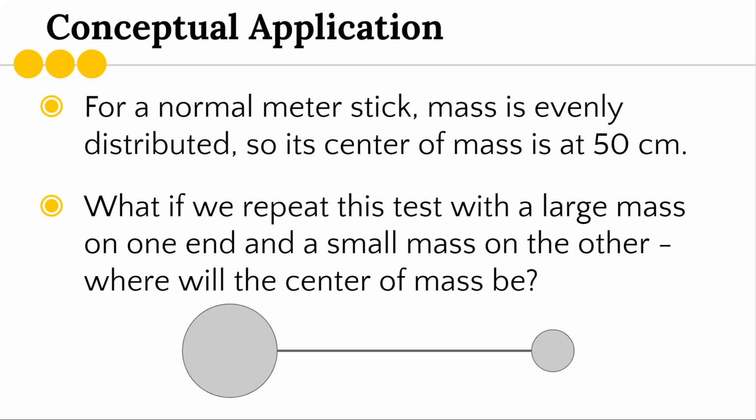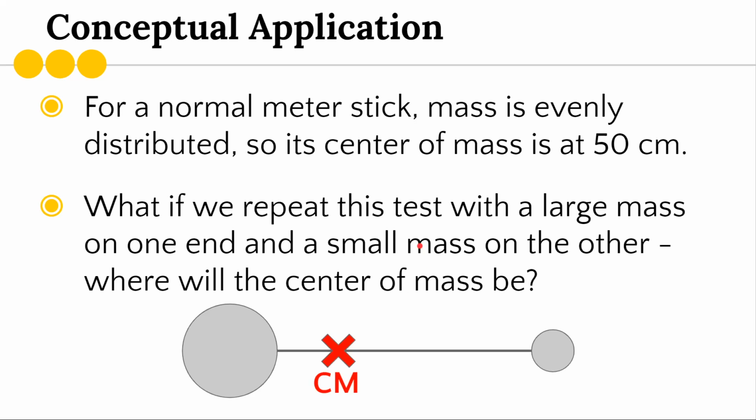Okay, but what if we were to repeat this test with a large mass on one end? Let's say I attached something to each end of the meter stick, and you can see up on the screen what that might look like. I have a large mass on one end and a small mass on the other. Do you think my center of mass will still be at 50 centimeters if I have these masses? No. Which side is it going to be closer to? The bigger one. Okay, and so again, it'd be somewhere over there, depending on what those masses are.